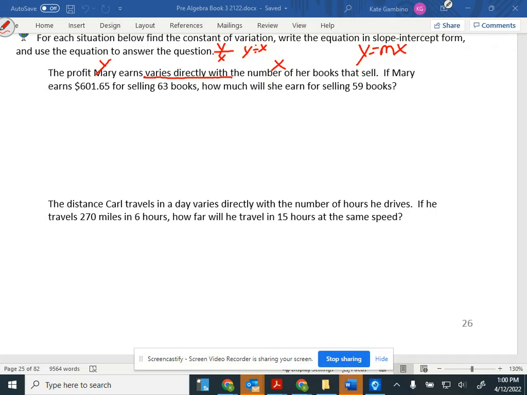It would be $601.65, because that is what her profit is. That's what she earns. What is my X? Cole, when I'm recording, try not to. What is my X? Briggs, the amount of books sold, which is what number? 63. Yep, she sold 63 books. So the number of books that she sells is our X.